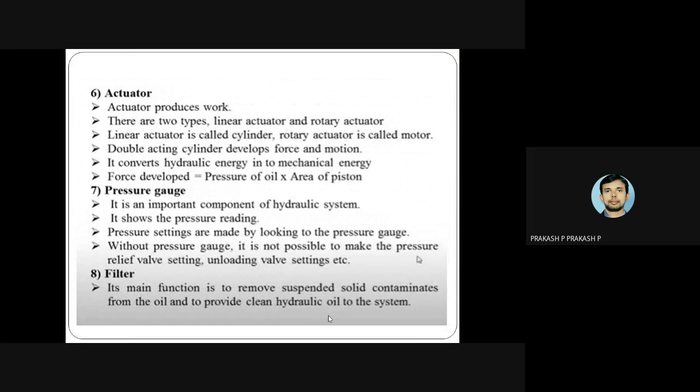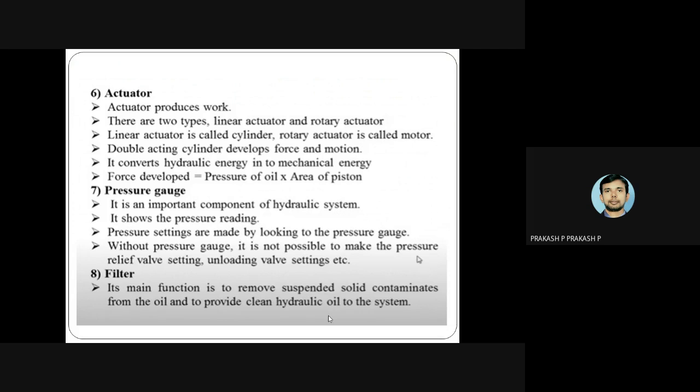The actuator produces work. There are two types of actuator: one is the linear actuator and the other is the rotary actuator. Normally, a linear actuator is called a cylinder, and a rotary actuator is called a motor. In a double acting cylinder, we can develop force and motion. It converts hydraulic energy into mechanical energy. The force developed is equal to the pressure of the oil times the area of the piston.